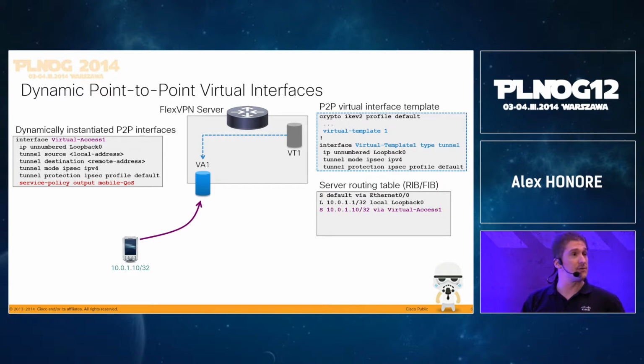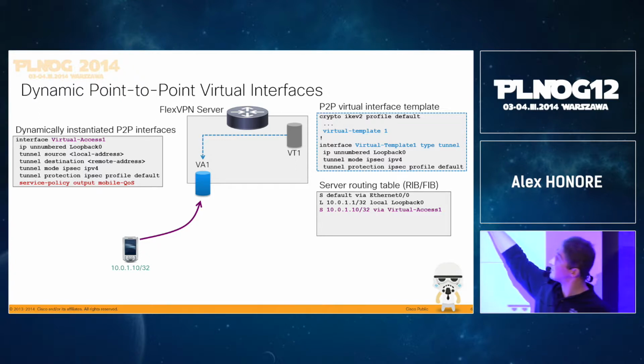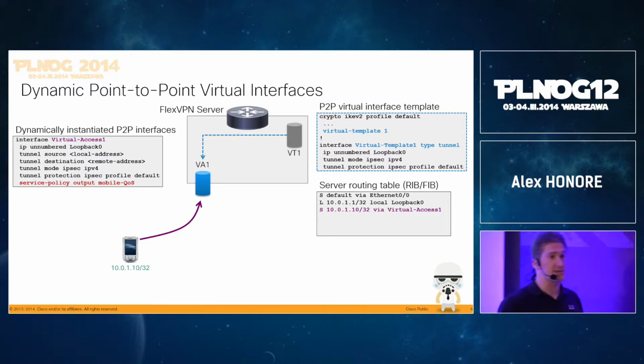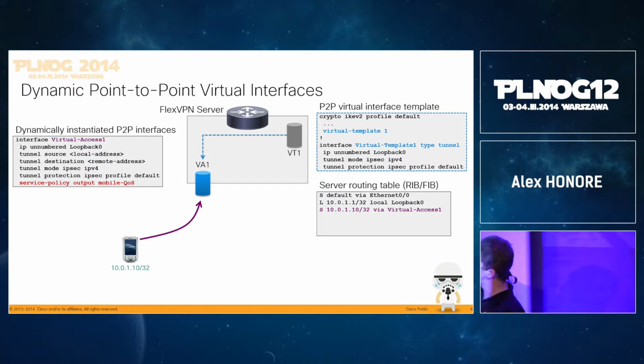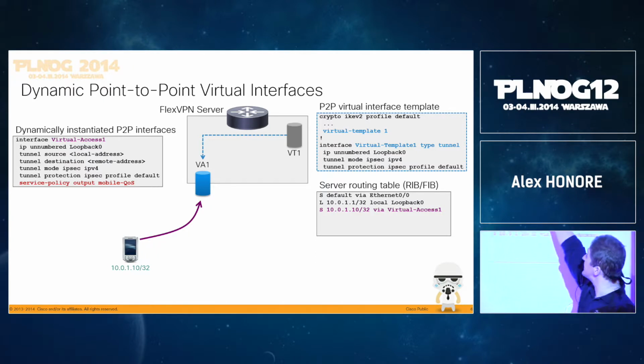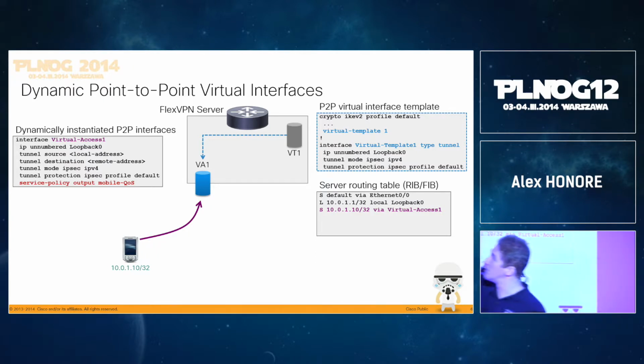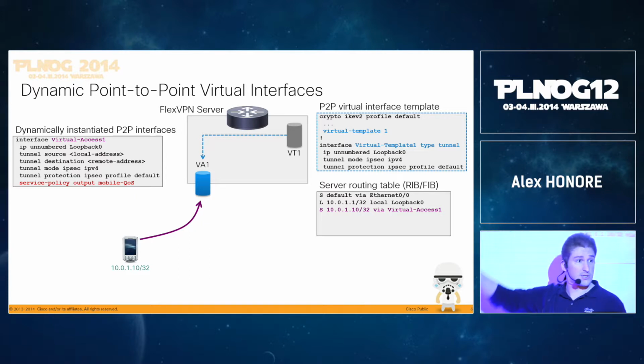FlexVPN is based on virtual interfaces. If you're familiar with DVTI, EasyVPN, you probably know about this. So you have a virtual template interface. That's a blueprint for an interface, which is going to be dedicated to a single remote peer. When I have a mobile client connecting to my FlexVPN server, this template is instantiated into what's called a virtual access interface. It gets populated with the right source destination.